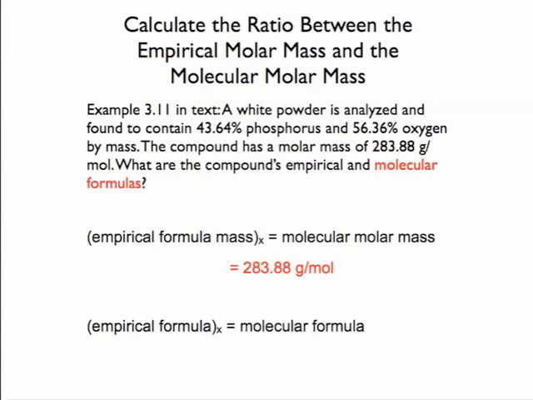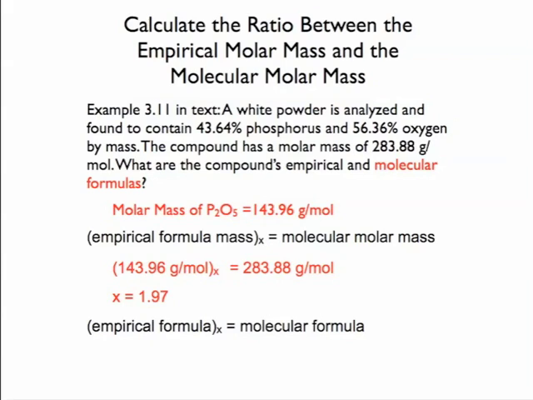You're given in the problem statement the molecular molar mass of 283.88, and you can calculate the molar mass of the empirical formula to be 143.96. So plugging that into our equation, you get 1.97 as the ratio. Now, anytime this ratio is within 0.05 of a whole number, you can go ahead and give it the whole number that it is closest to. So now you can use that whole number of 2, multiply the empirical formula times that to give you a molecular formula of tetraphosphorus decoxide. That's it for now.